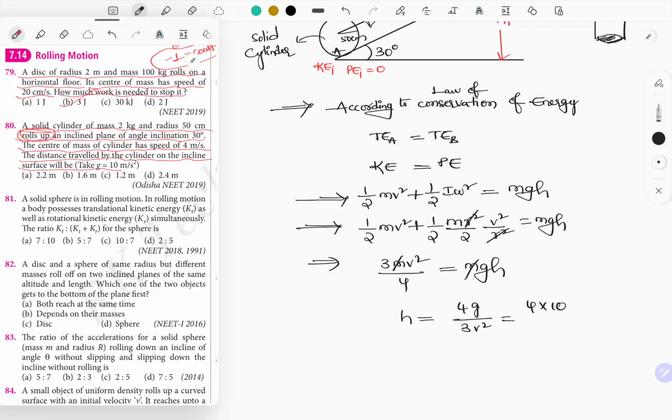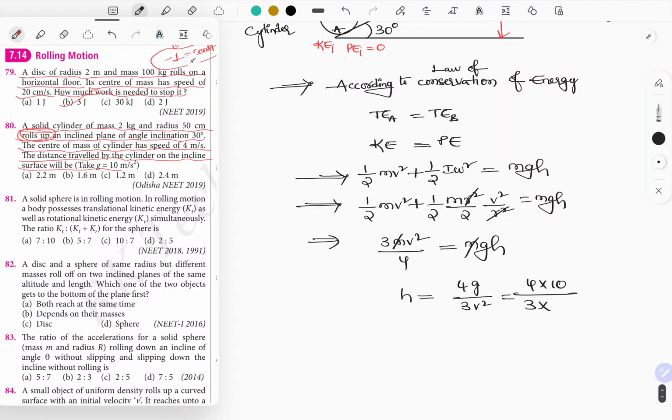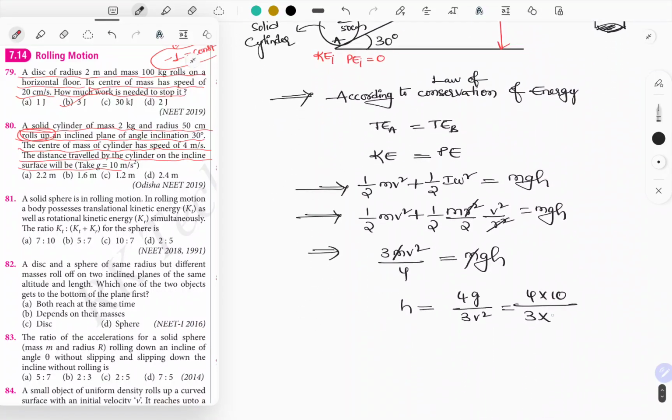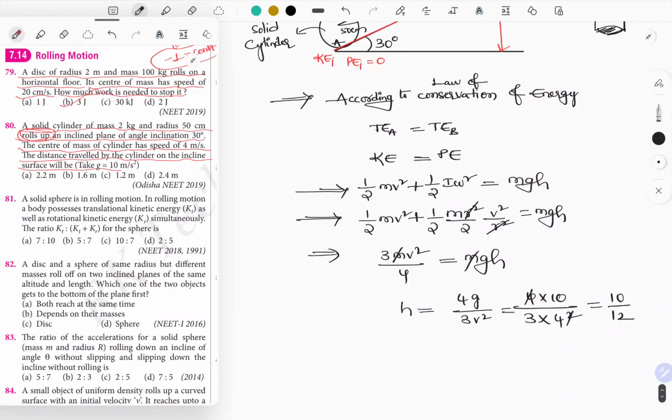4 into 10 divided by 3 into, what's the value of v? v is the linear velocity, which is 4 squared. So 4 will get cancelled. It is going to be 10 by 12. So this is the height only. I need the distance traveled by this solid cylinder on the inclined plane. Let's say that is going to be L. So from this triangle, use sine theta and try to find out the answer.